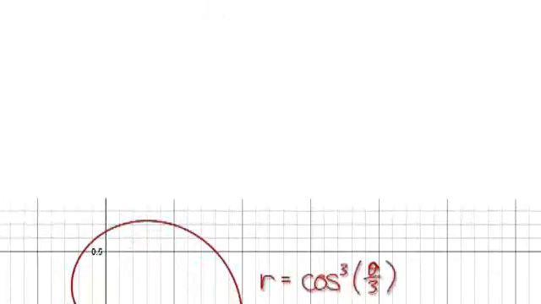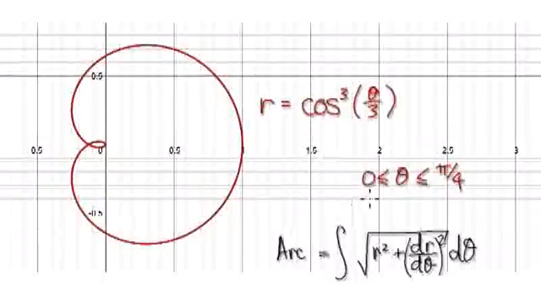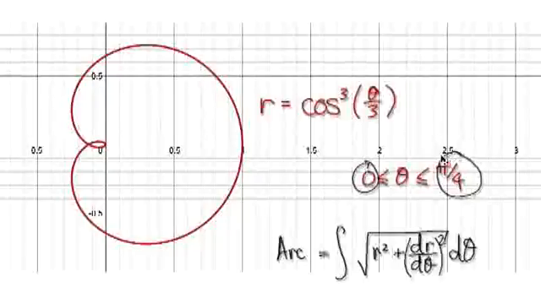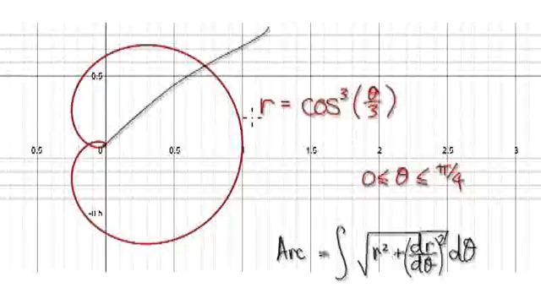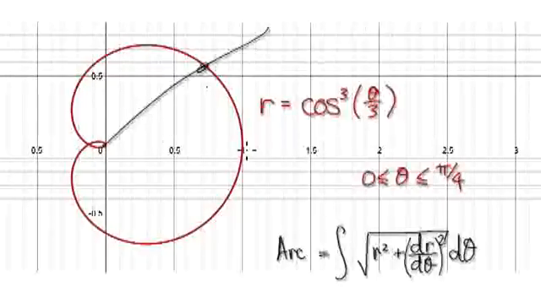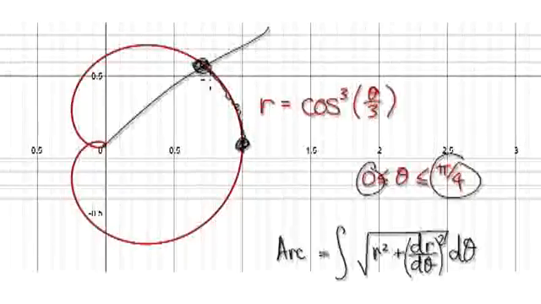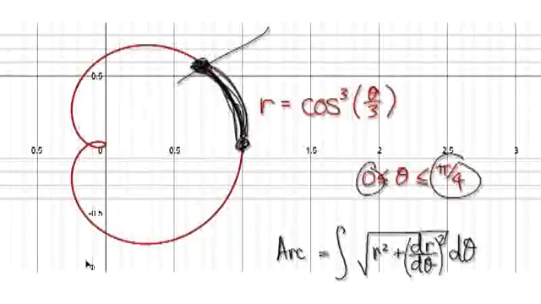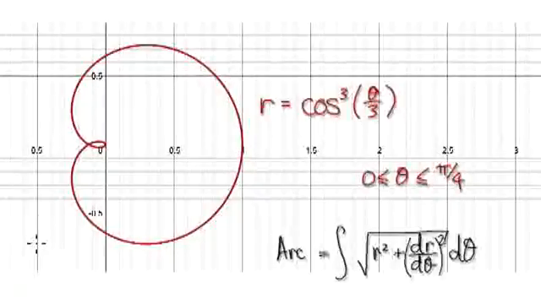Okay, let's give you guys some more practice. Work out the arc length from 0 to pi over 4. Pi over 4 is roughly around here, so we need to work out this arc length here. Press pause and have a go.